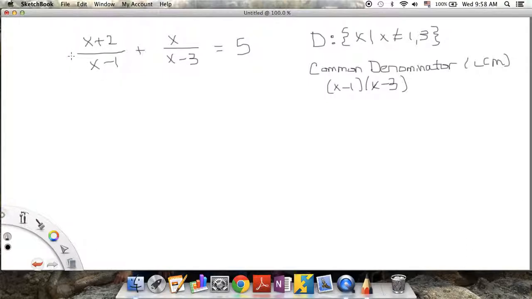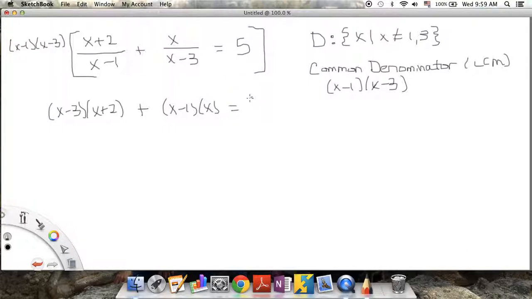So when you're solving a rational equation, what you do is you take the whole equation, both sides, and multiply it times your common denominator. So when we multiply this times this first part here, the x minus 1s are going to cancel, and we'll just have x minus 3 times x plus 2. And then the second part here, the x minus 3s will cancel, and we'll have x minus 1 times x. And over here we've got nothing to cancel, so it's going to keep both pieces.